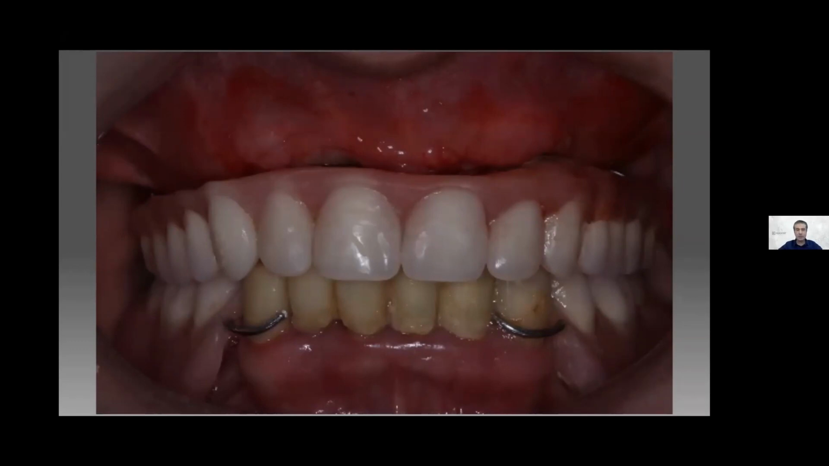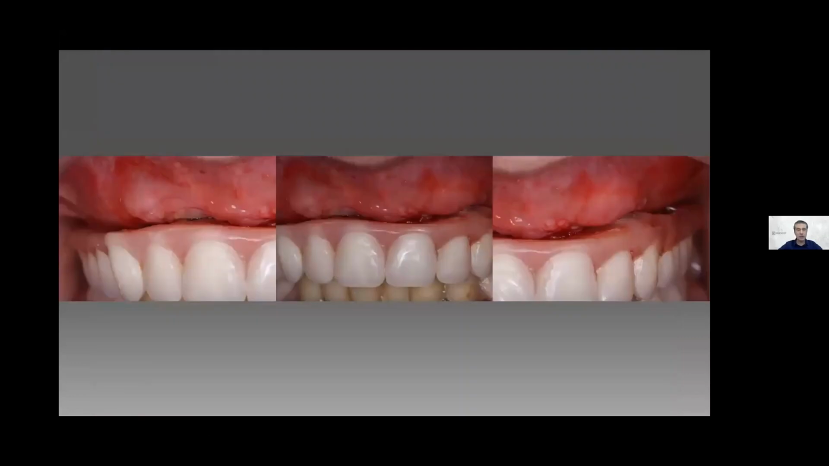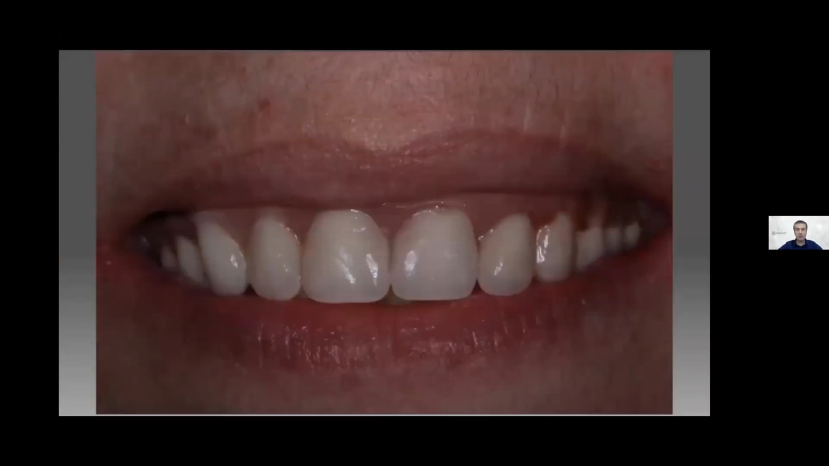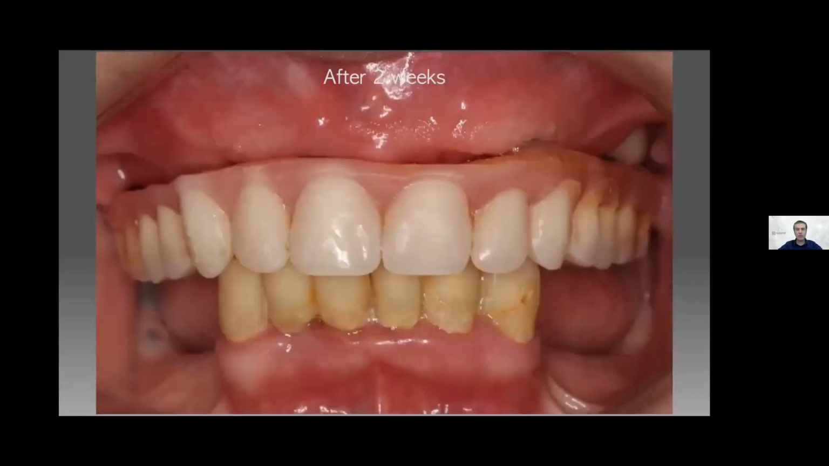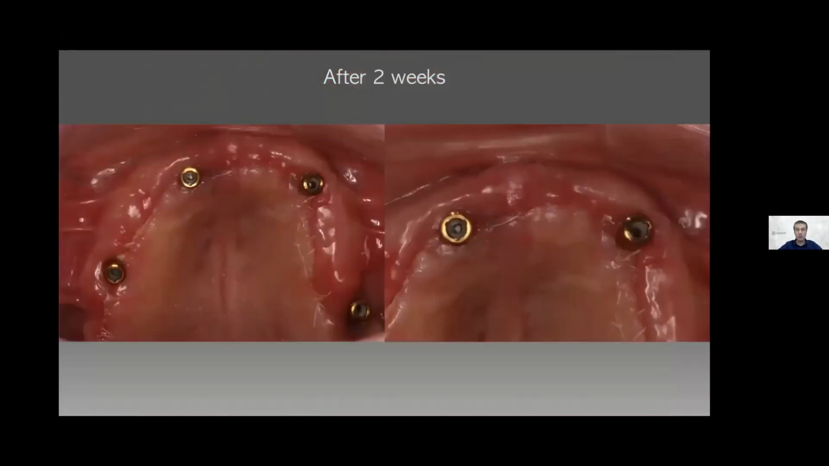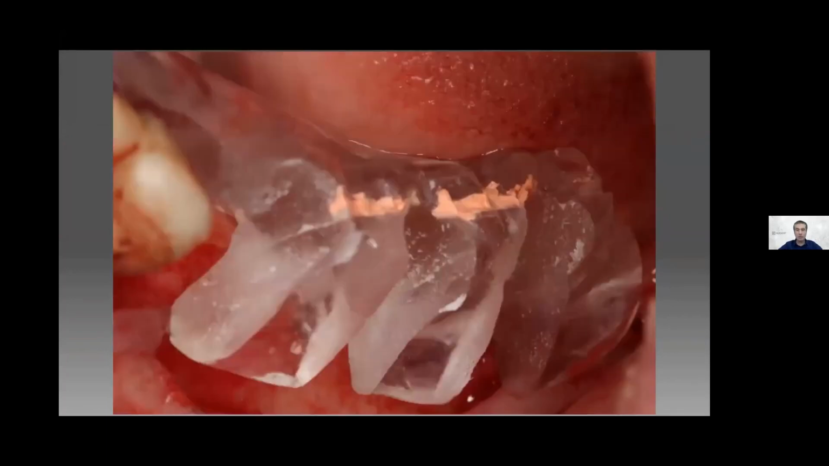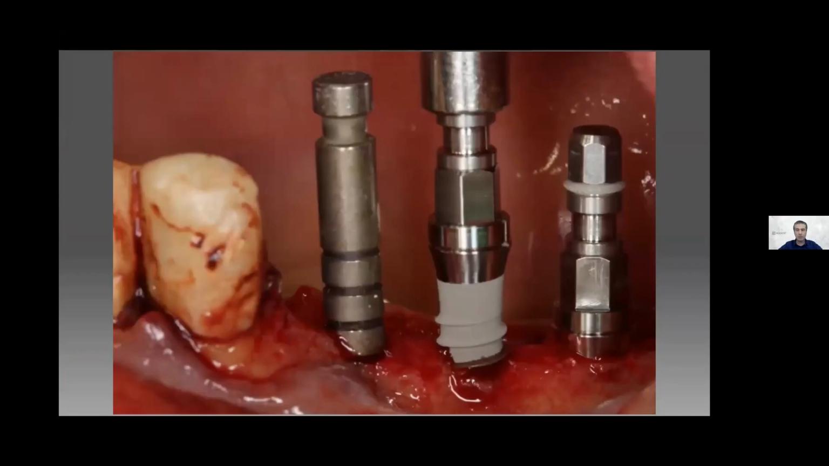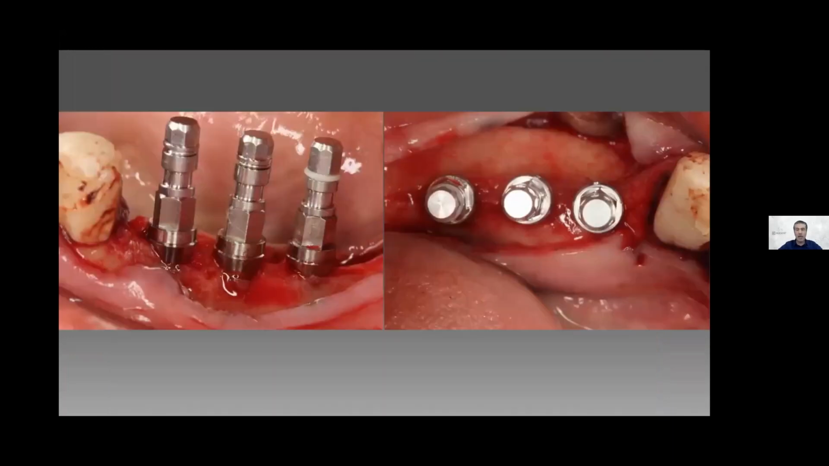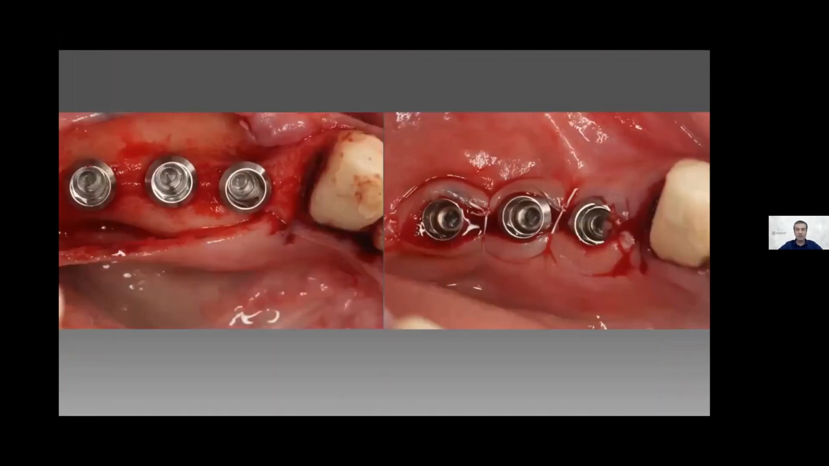This is the occlusion view, and this is how the denture looked after the surgery. Okay, this is after 2 weeks. I want you to see the nice healing after 2 weeks of this surgery. In the mandible, we placed 3 implants as recommended by the prosto department, straightforward implants, and we did an immediate temporization because the patient needs to eat.